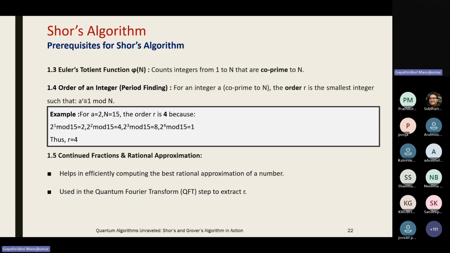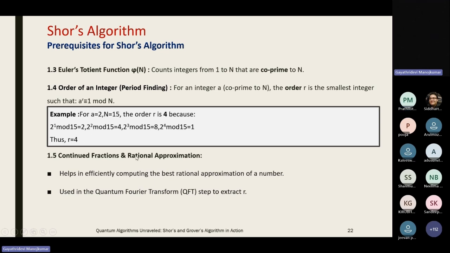And the next one is a very important thing called period finding. This is a very important part of Shor's algorithm also. For example, for an integer a that is co-prime to n, the order r should be the smallest such that a to the power r is 1 mod n. You can understand from the example that a is equal to 2, n is equal to 15. We can tell r is 4 because it has the period. See here, 1, 2, 3, 4. Till it reaches 1, it acquires the period. That is called the period.